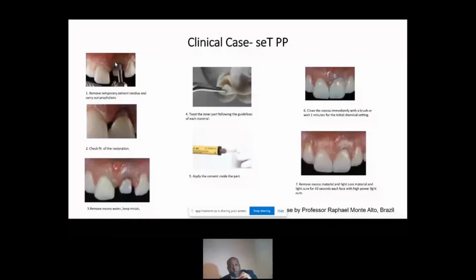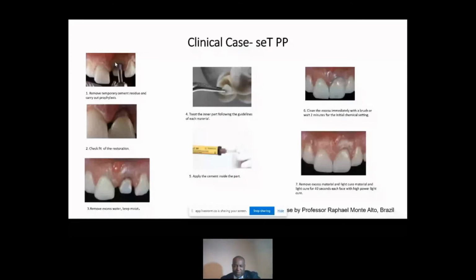But if you're using minuscule amounts and you don't see any excess cement coming out, you don't know if you've got a thin film. You don't know if you've got tooth adhesion.